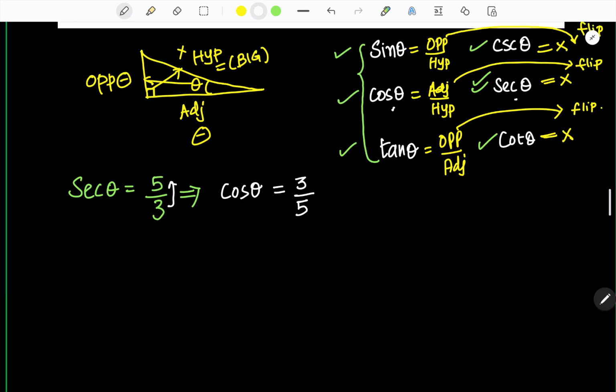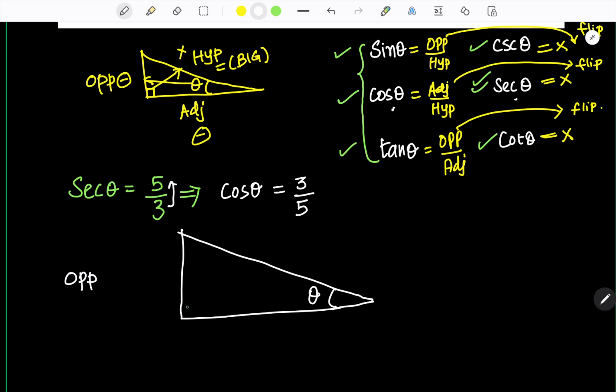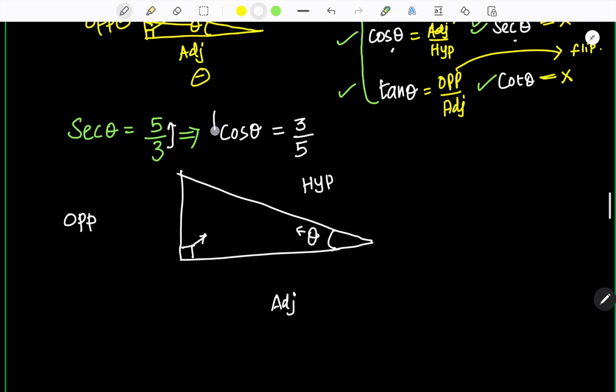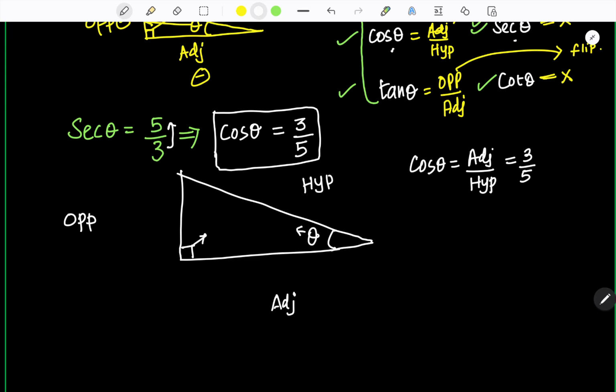Okay, right. So let's draw a triangle again, right? Yes. So this is your theta. This is your opposite side. And this is 90. Opposite to 90 is hypotenuse. Okay. And this is your adjacent side. Yes. Now secant theta is 5 by 3 and cosine theta is 3 over 5. What is the formula for cosine theta? Cosine theta is adjacent side divided by hypotenuse, which is given as 3 by 5 here. So what is adjacent side? This one is 3 and this one is 5. Clear? Right. Now we want to find this side.